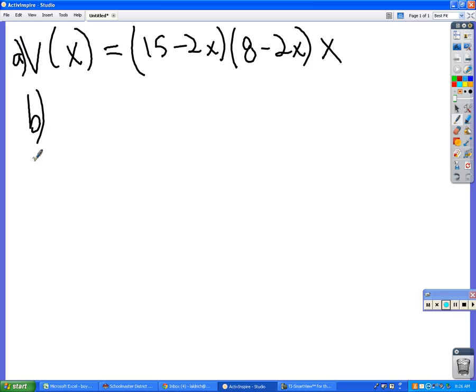Now, normally, based on the lies that I have told you so far this year, you would look at that and say, we're not ever dividing, so I don't have to worry about dividing by 0. We're not ever taking a square root, so I don't have to worry about the square root of a negative number. Therefore, the domain would be negative infinity to infinity. However, we are talking about a physical, real-world problem here, where we're cutting corners out of the box.